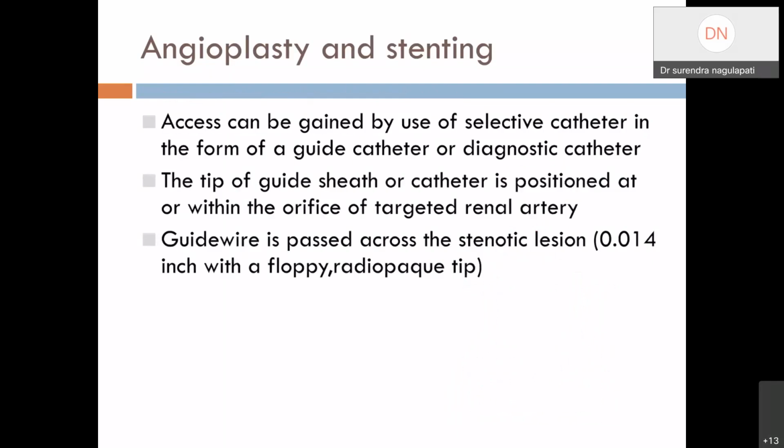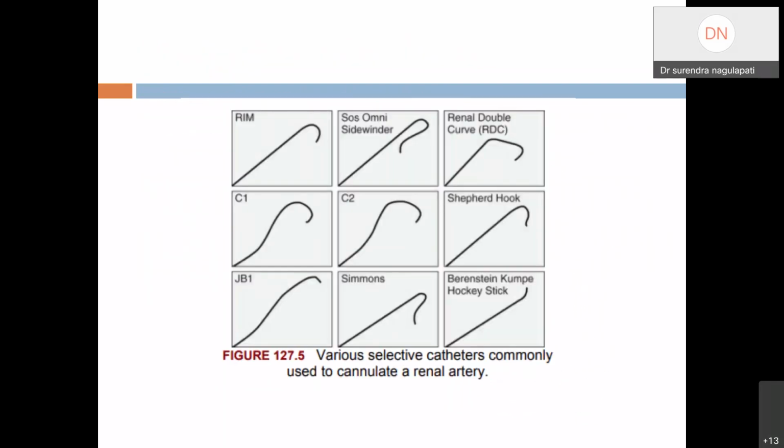For angioplasty and stenting, access can be gained using a selective catheter in the form of a guide catheter or diagnostic catheter. The tip of the guide sheath or catheter is positioned at or within the orifice of the targeted renal artery, and the guide wire is passed across the stenotic lesion. Usually a 0.014 wire with a floppy tip is used for crossing the renal artery lesion, and these are some selective catheters routinely used in renal artery stenting procedures.